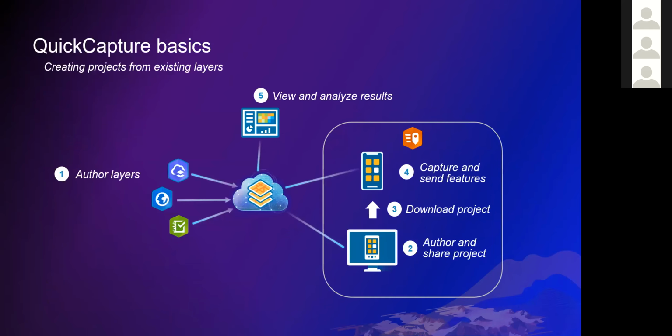So how do we get going? Well, you can create your feature layers in Desktop or ArcGIS Online, or Survey123. You can then go into the Quick Capture builder and build a project with it, and then you download it onto your device, and then as you send data back, we can view and analyze it. That's a pretty common workflow for creating a project from an existing data set.